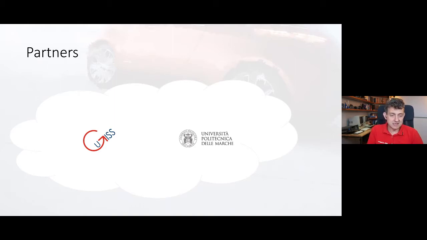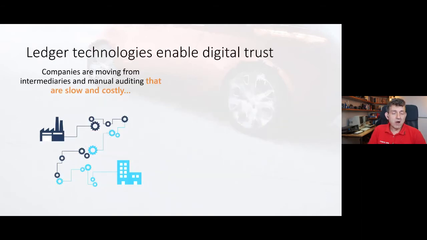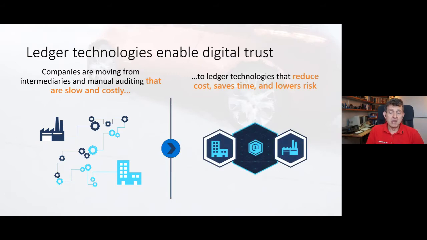So let's start with the topic, and let's talk a bit about ledger technologies. Why are we talking about these ledger technologies? Why can they be helpful? Many companies nowadays are trying to move away from third-party intermediaries that run audits, or from manual audit procedures they do internally. Why? Because these are usually slow and quite costly. So companies are trying to move to ledger technologies to reduce both cost and save time, but also to lower the kind of risk associated with running this kind of audit.